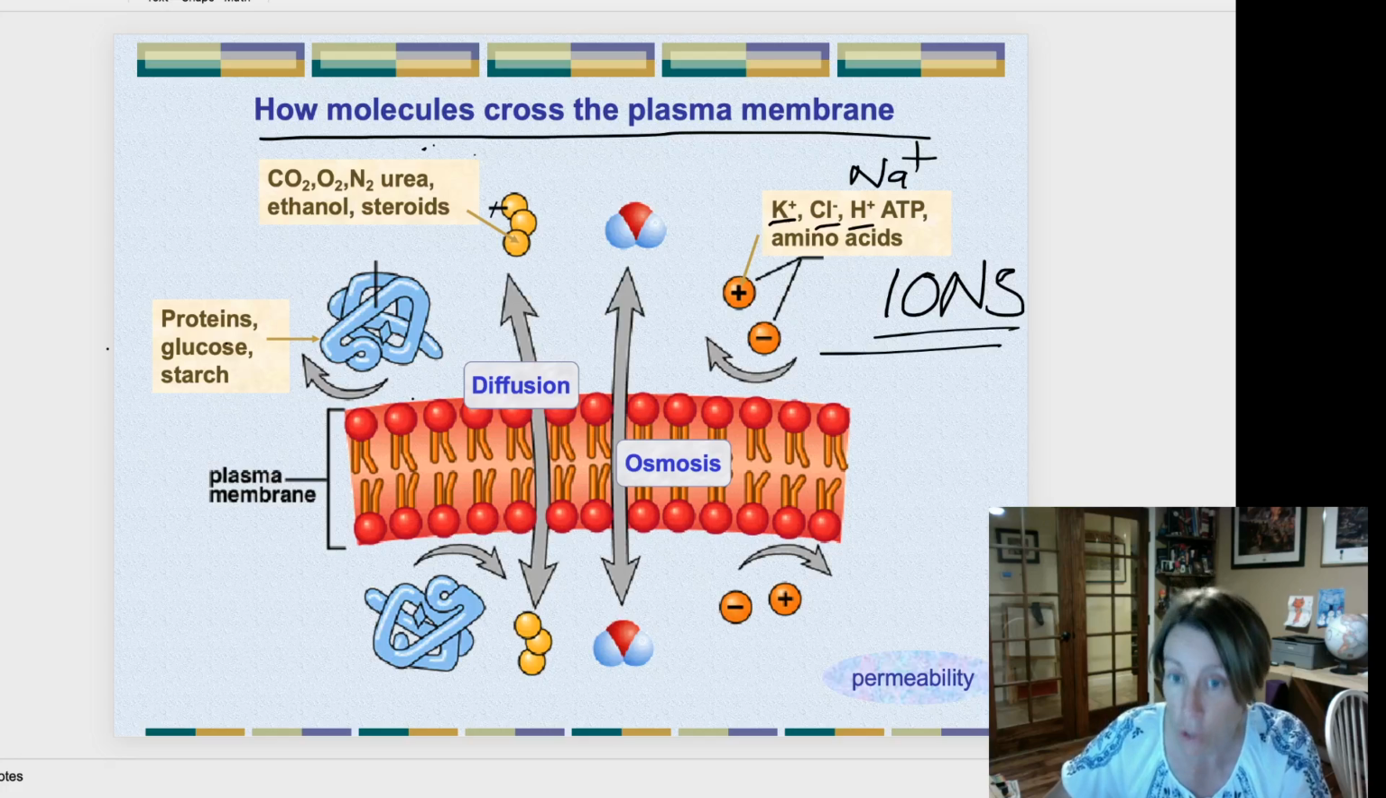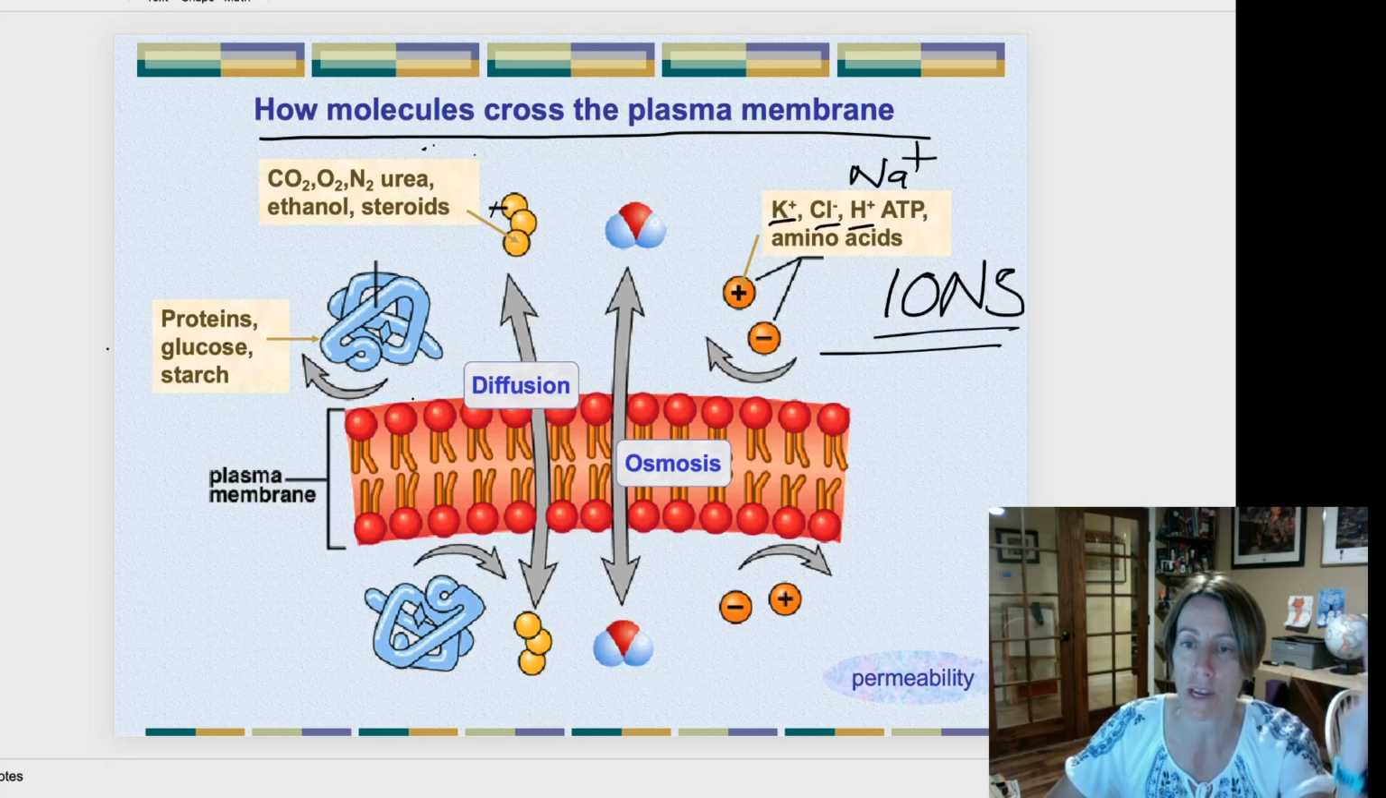Now, of course, they can cross if they have a tunnel. And if you remember from a previous video, we talked about how protein molecules can create tunnels or channels, and that's how these ions move in and out of cells, through tunnels. But they cannot cross the membrane without help.